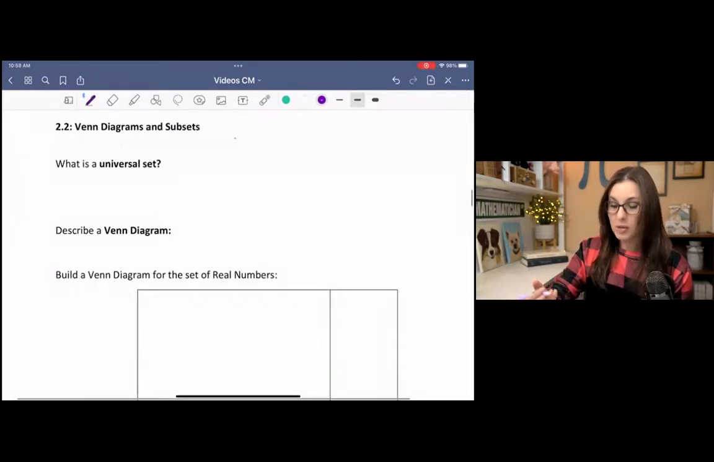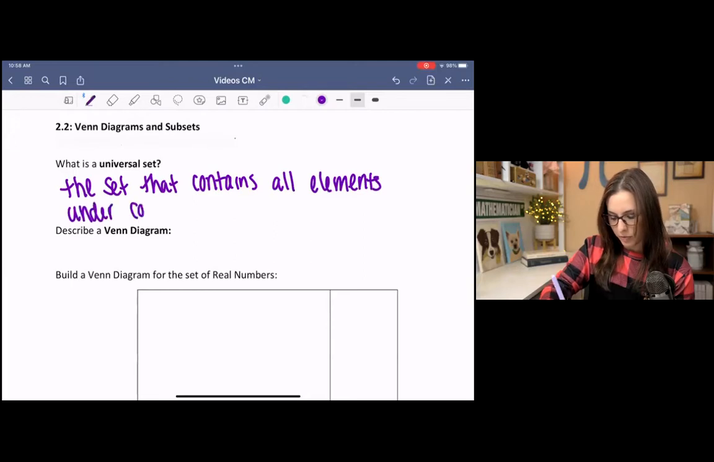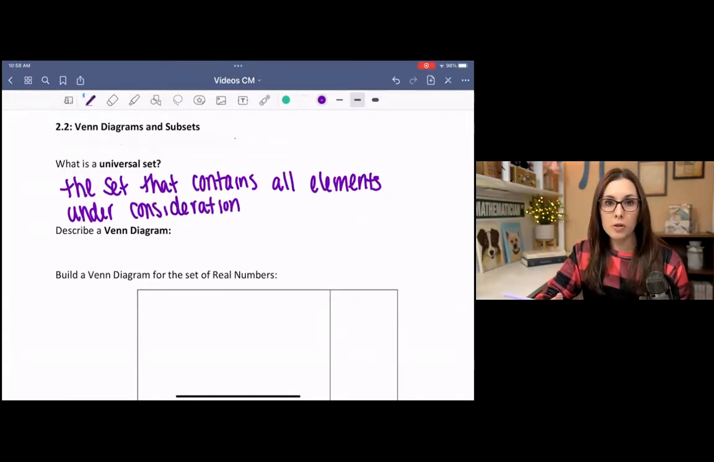A universal set is the set that contains all elements under consideration. So if we're specifically talking about the real number system, then the universal set would be real numbers. And then within the real numbers, we have subsets. So that's what we're going to be looking at today in a Venn diagram.